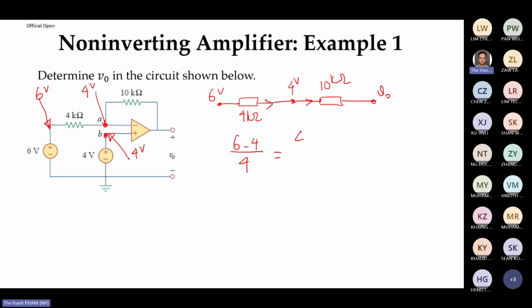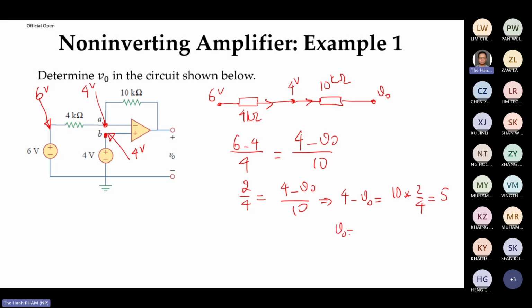So this one should be 4 minus VR over 10. So 4 volt minus VR over 10K. And because here is kilo ohm, here also kilo ohm, so milliampere, milliampere. Right? So this one is 2 over 4 is 4 minus VR over 10. In other words, 4 minus VR is 10 times 2 over 4, which is 5, right? So VR is 4 minus 5 is minus 1.